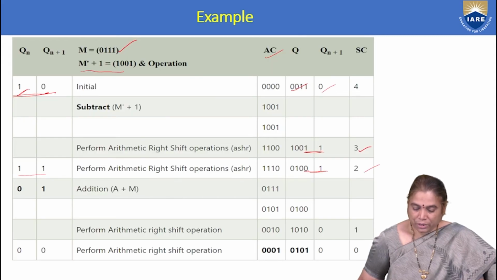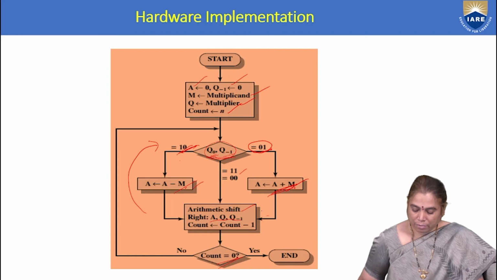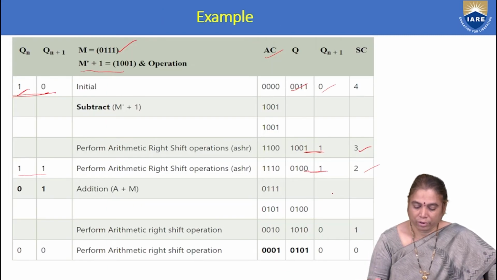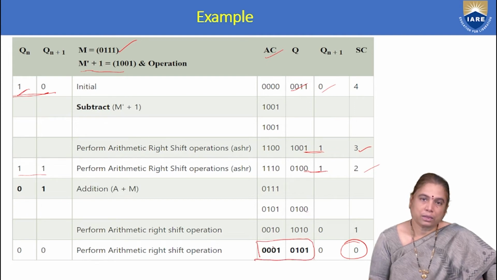For the 0 1 combination, if Q0 and Q1 is 0 1, the addition operation can be performed. Then the arithmetic shift right operation can be performed. Next, the Q0 and Q1 bits are compared: 0 0. A simple arithmetic shift right operation can be performed. So the counter value becomes 0. At this time we have to stop the process, and the product is available in the AC register and the Q register. So this is the procedure for the Booth multiplication algorithm.